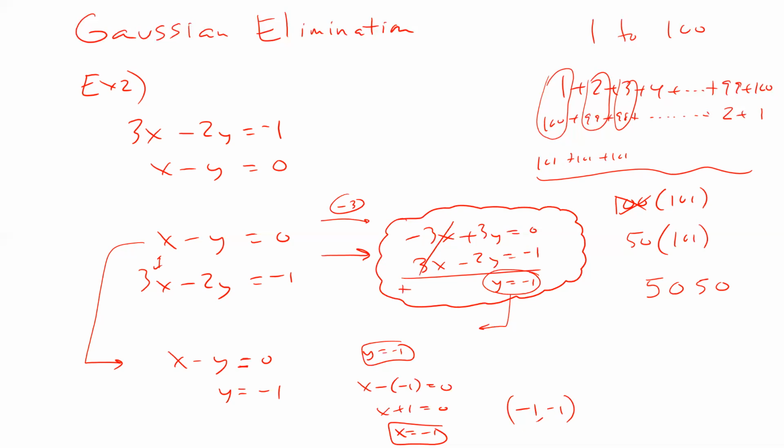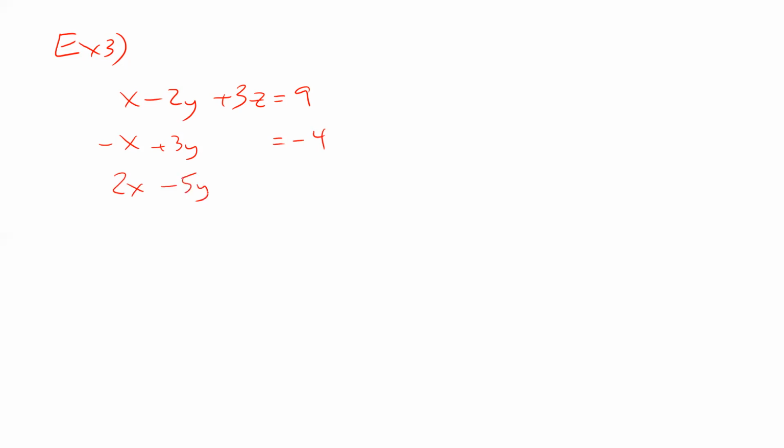Okay, ready for example 3? Let's jam. Okay, this is the serious one now. Here's what I have to solve. X minus 2y plus 3z is equal to 9. Negative x plus 3y is equal to -4. Oh, I'm missing variables here. 2x minus 5y plus 5z is equal to 17. Just make sure I go down correctly here.